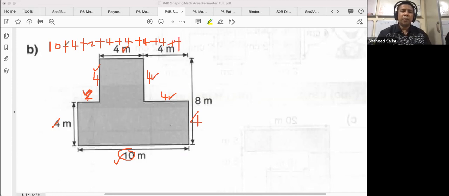So we count 10 plus 4, 14. Plus 2, 16. Plus 4, 20. Plus 4, 24. Plus 4, 28. Plus 4, 32. Plus 4, 36. But I can show you a shortcut of doing it. Not 30, you try and see.